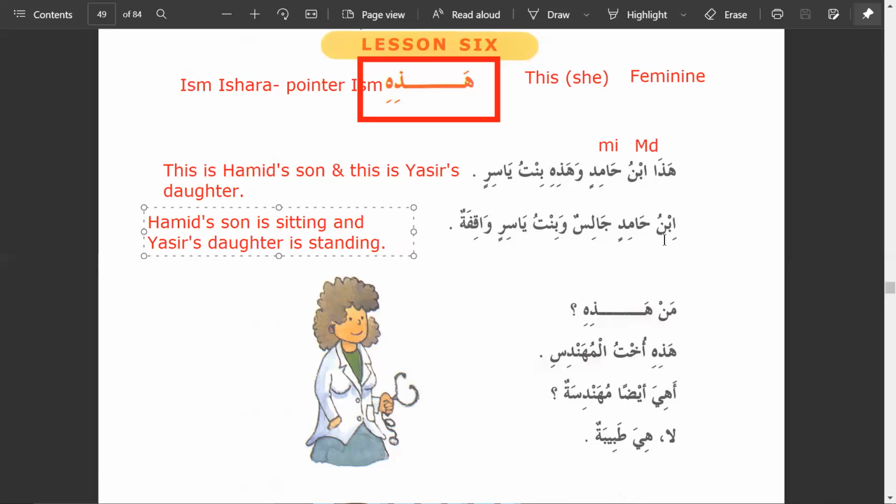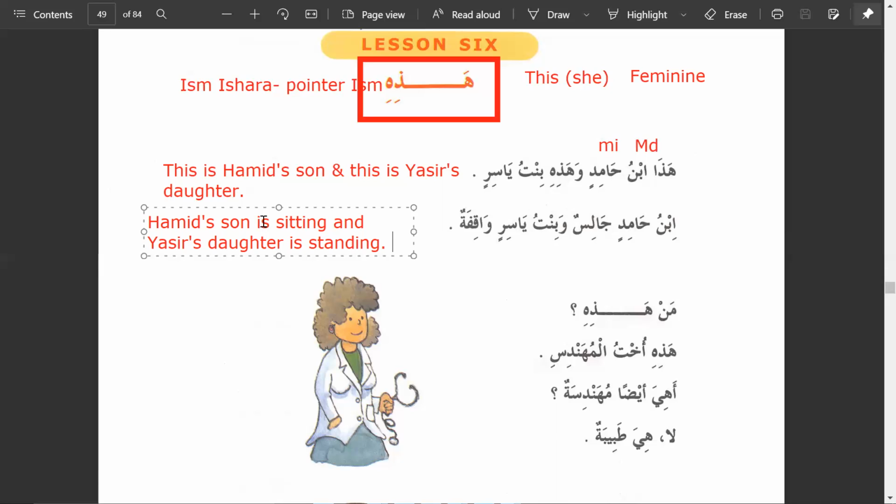Now look, Ibnu is son, so it's masculine, right? And it's with dhamma, the status would be? Ibnu would be heavy? It would be heavy if it had two dhammas, but over here it's single dhamma. So with dhamma, if you see a dhamma over any word, what's the status of that word? Rafa. So Ibnu is rafa, and when rafa comes in a sentence, the first rafa ism that comes in the sentence is mubtada, the subject. So Ibnu Hamidin is the subject.